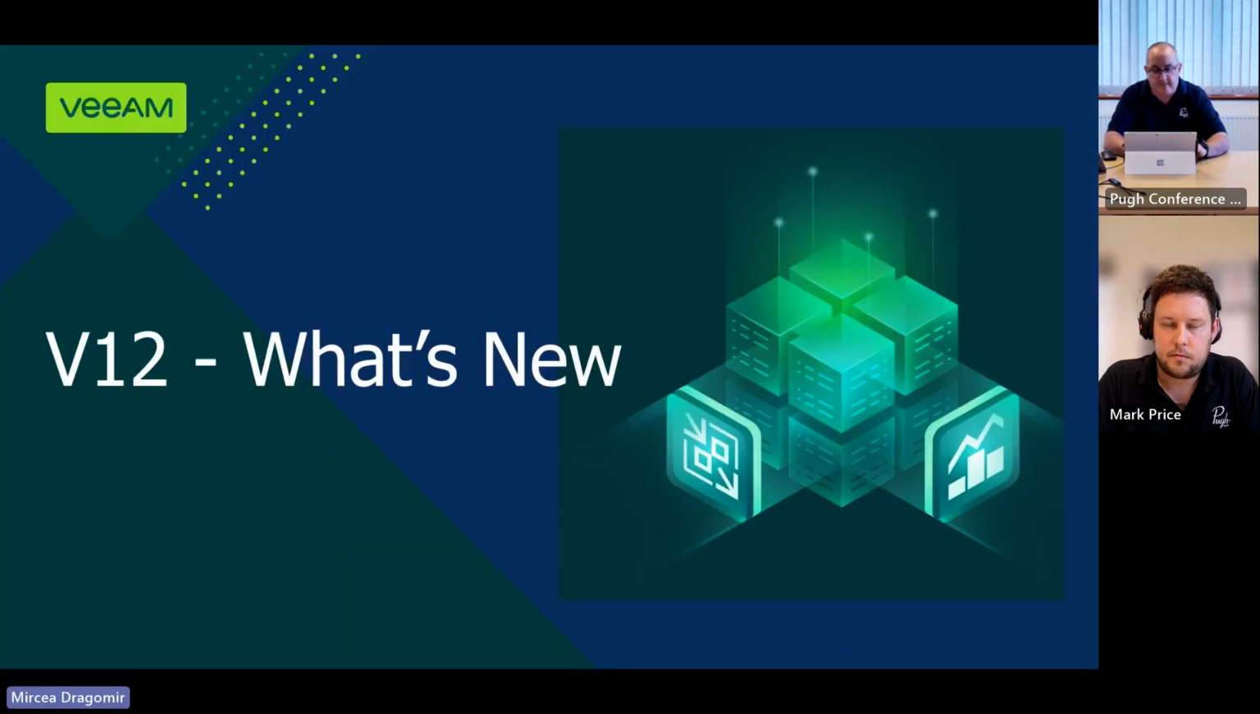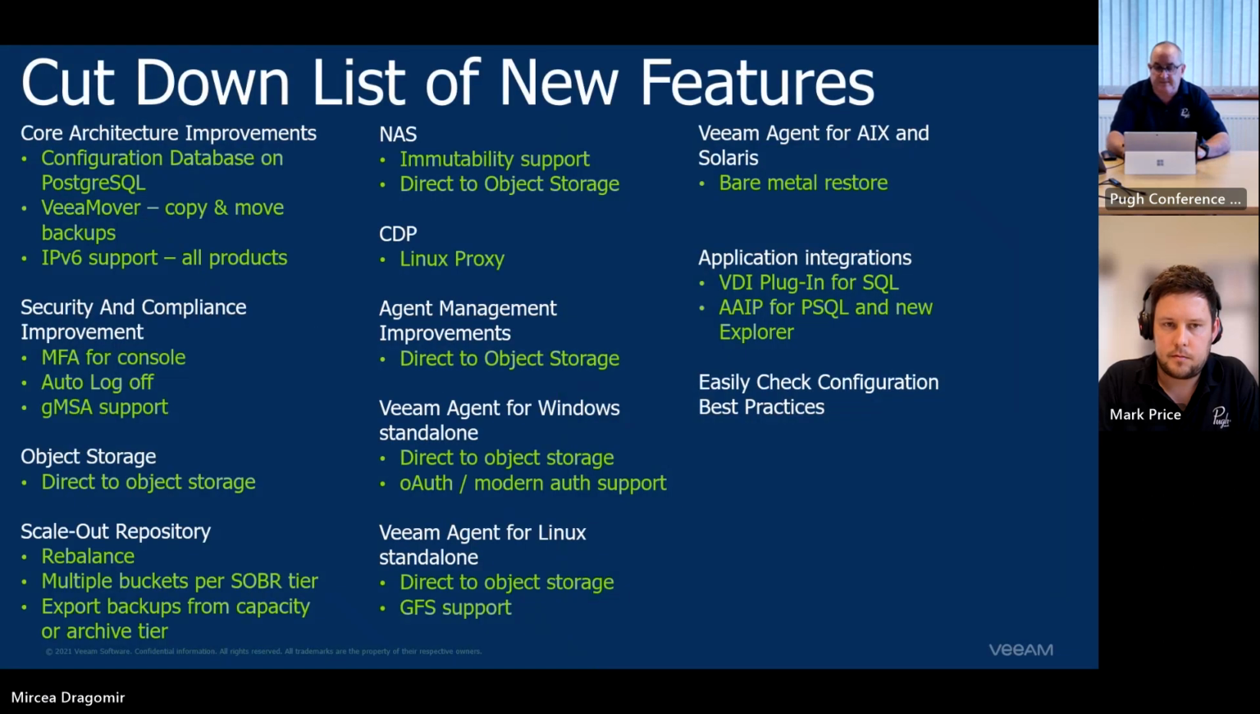Now, looking at what's new in Veeam Backup and Replication V12. So I managed to do a cut down list of features because in all, I think we had around 600. First off, by default, the configuration database will be on Postgres. This means that we don't have to worry about any licensing, for example, when it came to upgrading the SQL to standard edition.